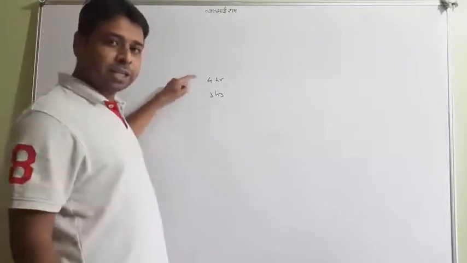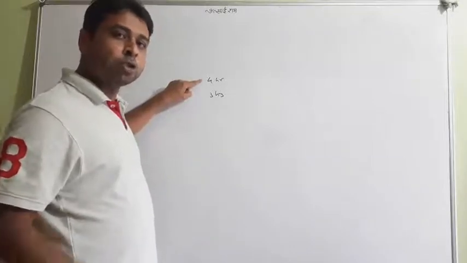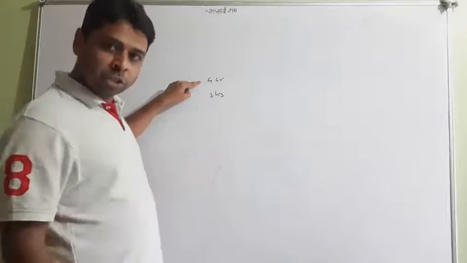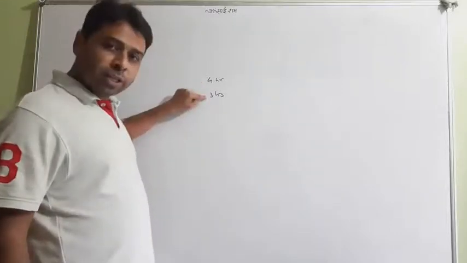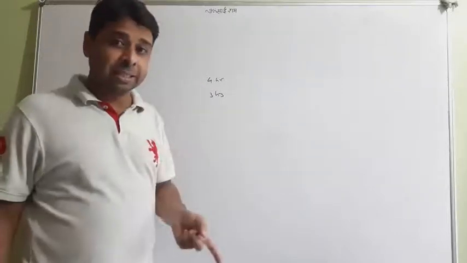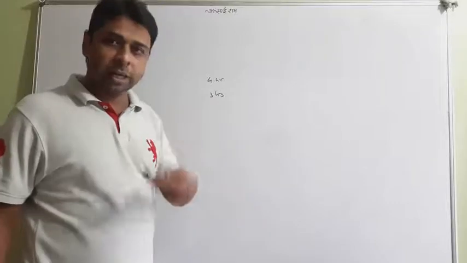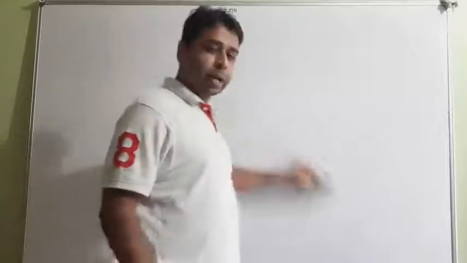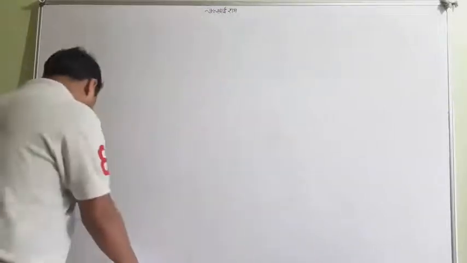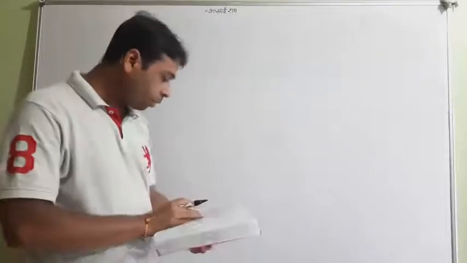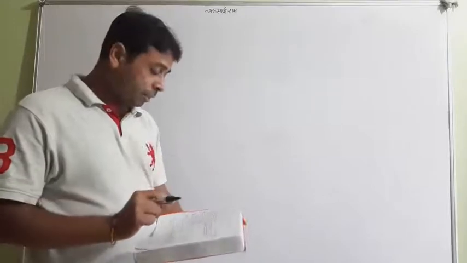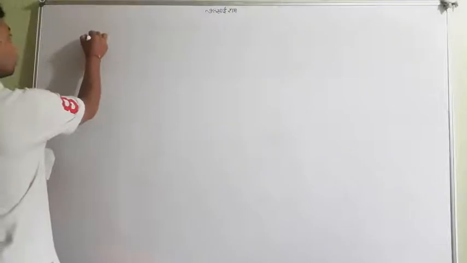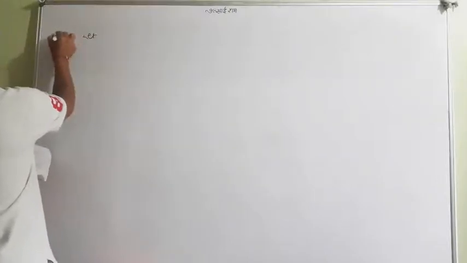So in the first case the train was taking 4 hours to cover the given distance. When the speed increased, it takes 1 hour less than the previous one, so it takes 3 hours. This is the concept that will come here. Let me read the question again for you: a train travels 360 km at uniform speed. This is question number 8.